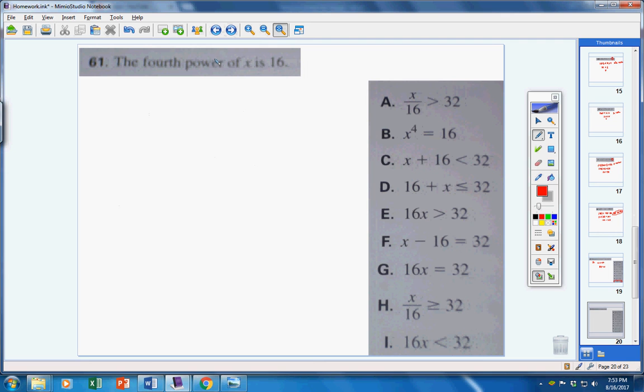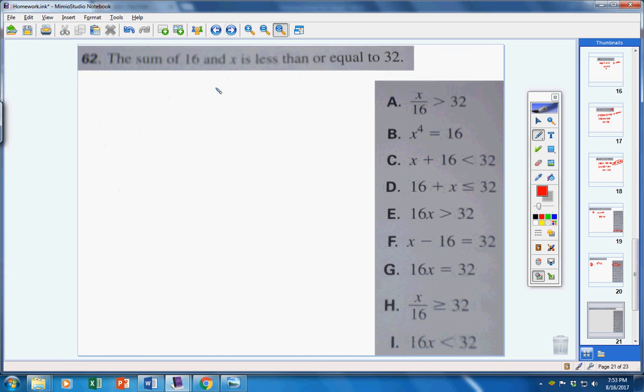61. The fourth power of x. Alright, the fourth power of x. So I have x to the fourth power is, this means equals 16. The fourth power of x, in other words, x to the fourth power equals 16. Right there it is. Letter B.